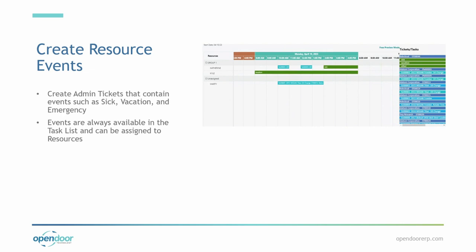So our first feature to demonstrate today is the ability to create resource events. Resource events are an addition to our Visual Resource Scheduler that allow you to show events such as sick or vacation time for your technicians. These are created through the addition of our new admin tickets. Admin ticket tasks are always available in the ticket task list, so you can easily find them whenever you feel the need.